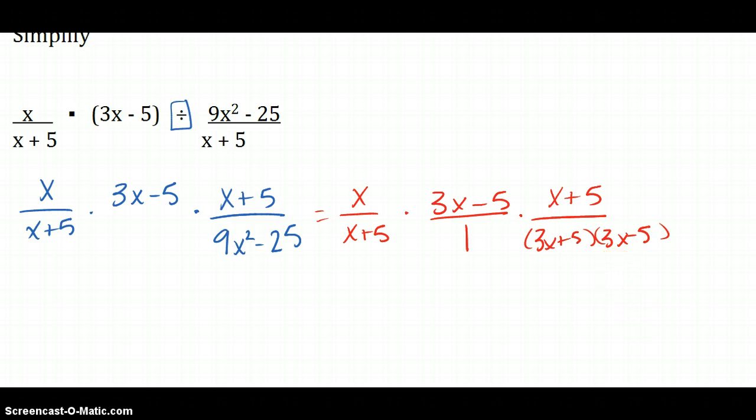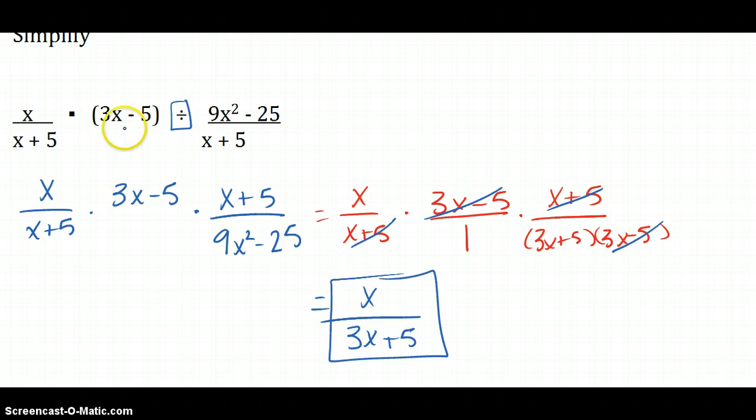Now you can cancel things out in common on top and bottom. You see we have an x plus 5 on the bottom and on the top. Those cancel. We have a 3x minus 5 on the bottom and on the top. Those cancel. So we have left on the top just this x. And on the bottom, you don't have to write the 1. We just have the 3x plus 5.